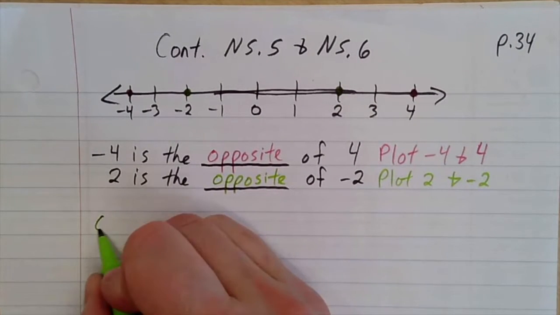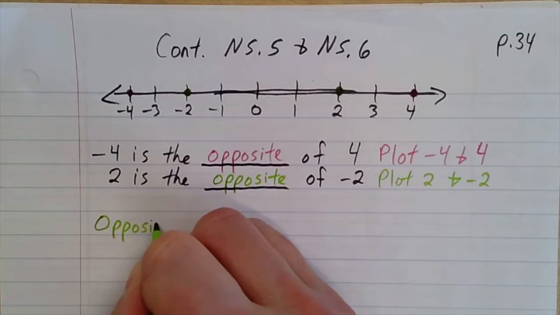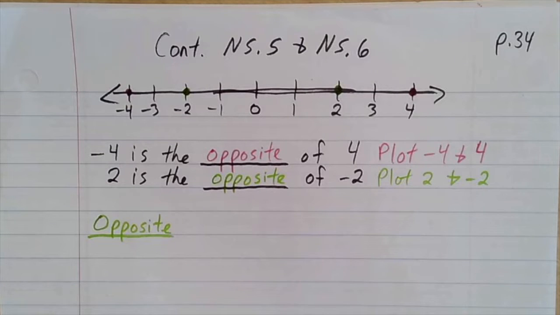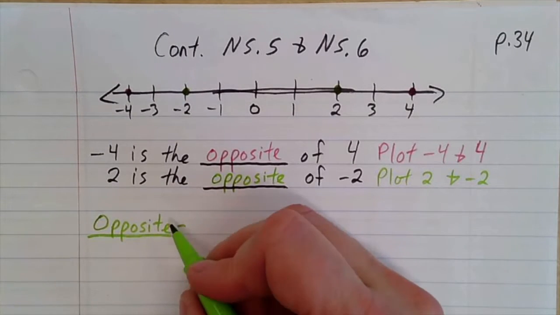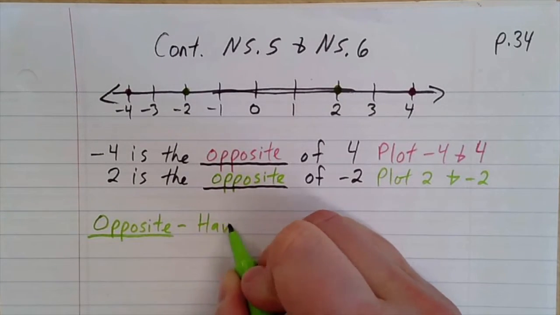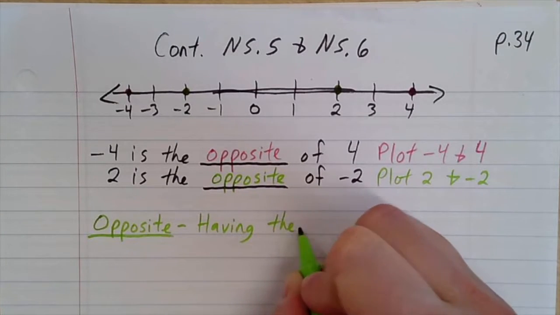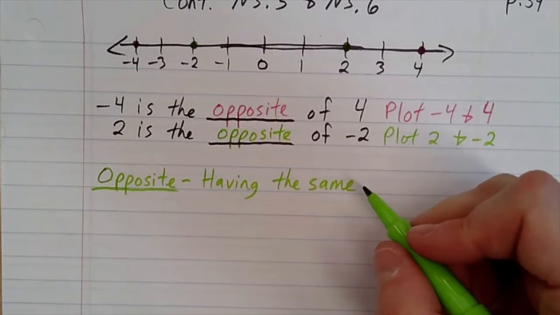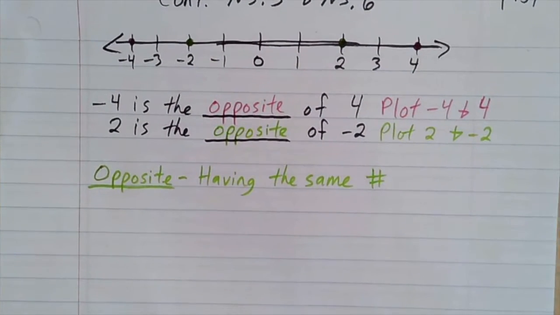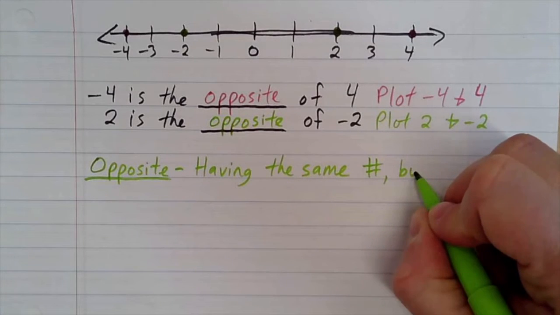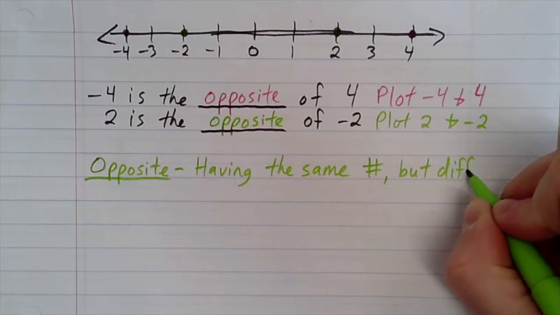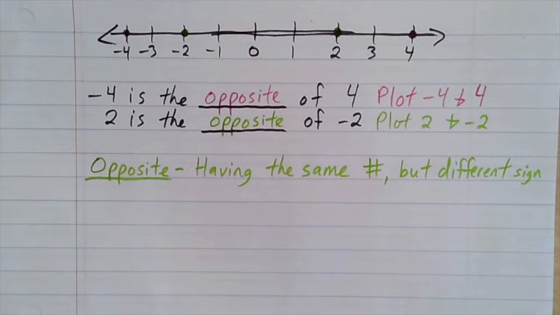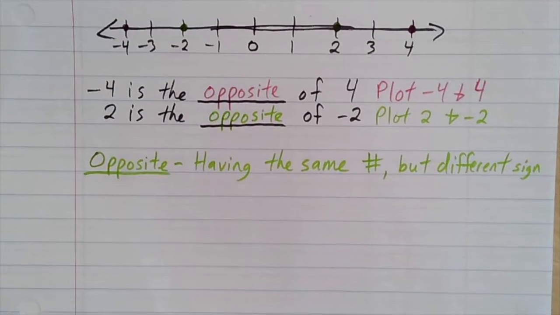So the word opposite, when I ask you what does opposite mean, they have the same number, they're just a different sign. One's positive and one's negative. So opposite, having the same number but different sign. And with a positive, we just don't put a plus in front of it.